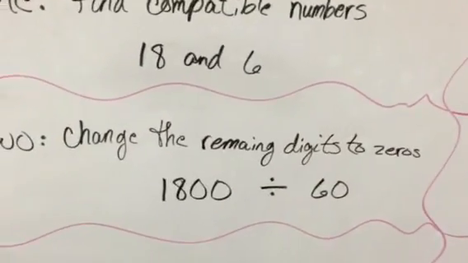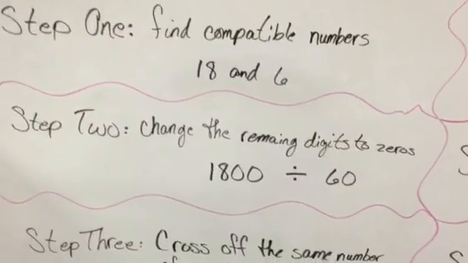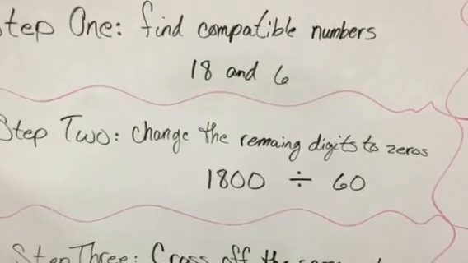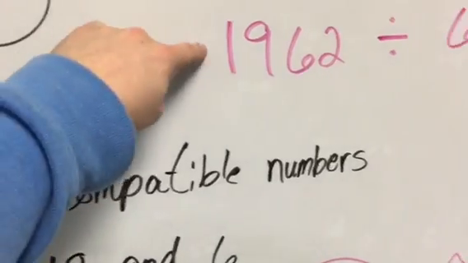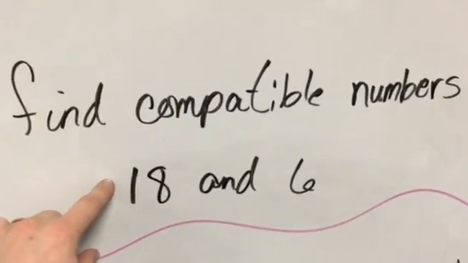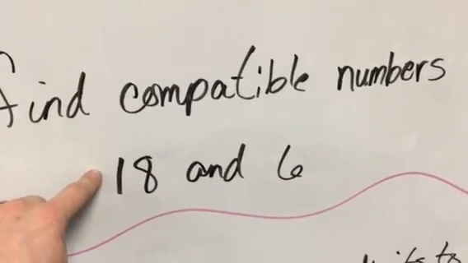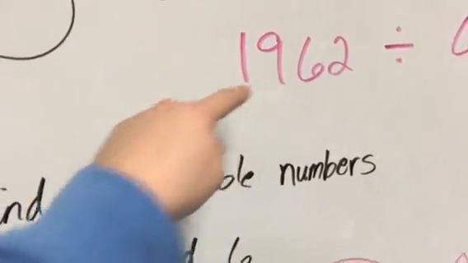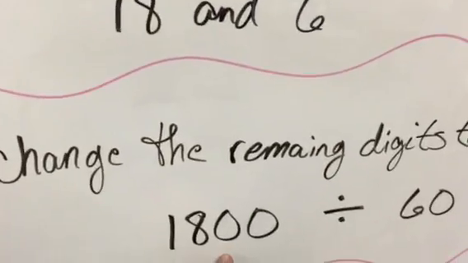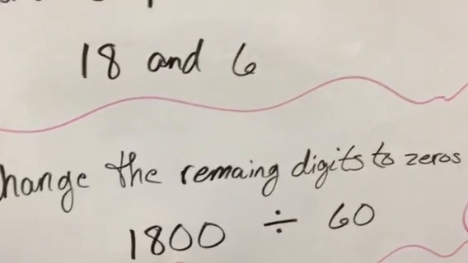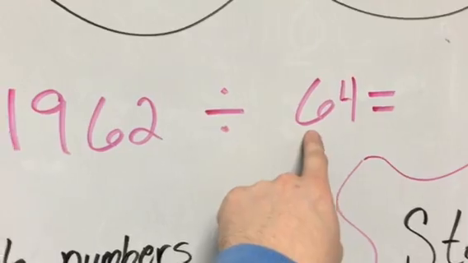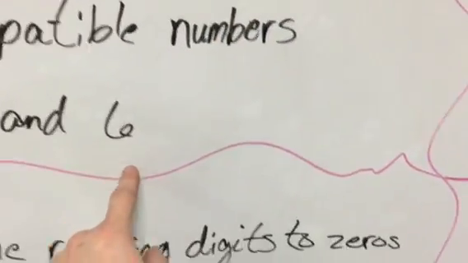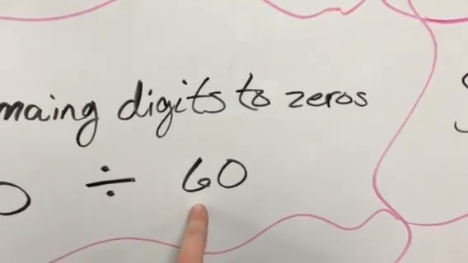Step 2 says to change the remaining digits to be zeros. So I took this 1,962 and turned it into 18. And then these 62, I put down as zeros, because step 2 says change all the remaining digits to zeros. Same thing with my 64. I said my 6 was my leading digit. So then that 4 turns into a 0.